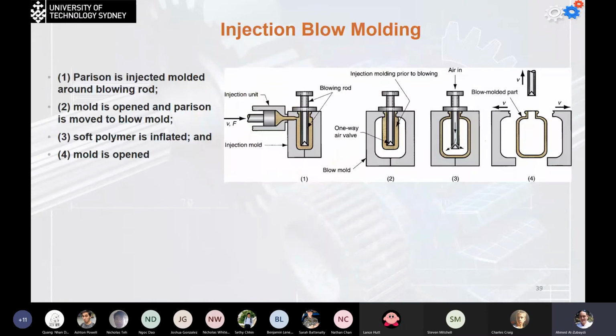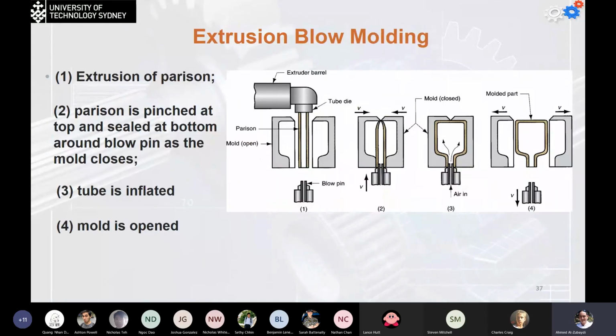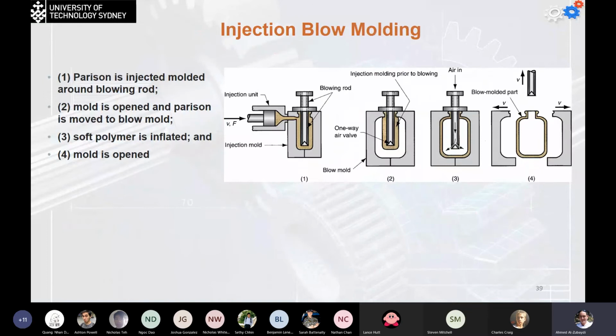Okay. We can use what we call the stretching. I think I missed something here. This is the classical one. This is something, injection blow molding.